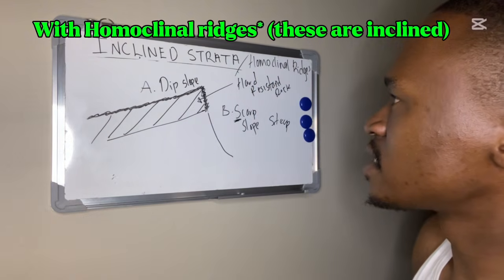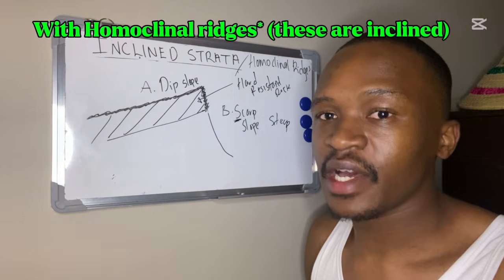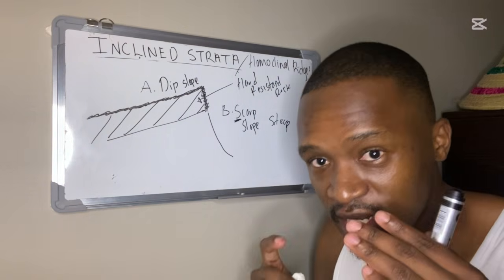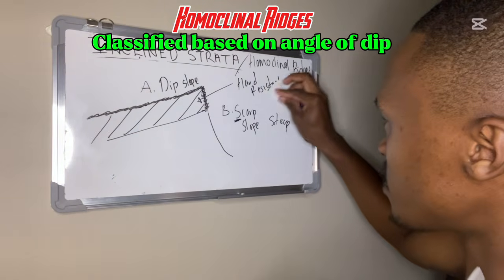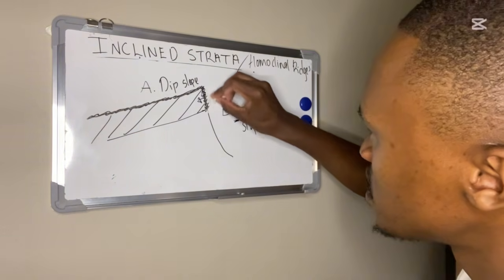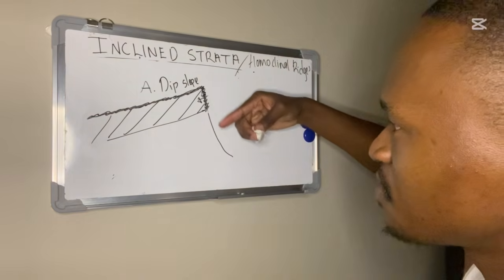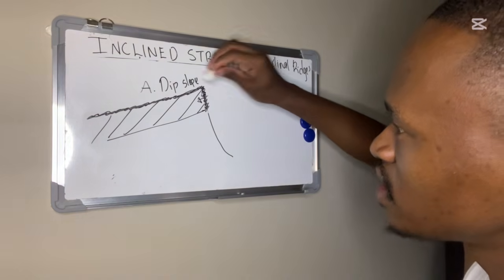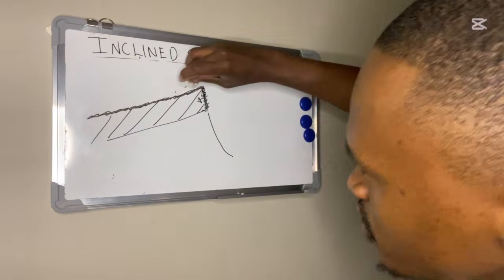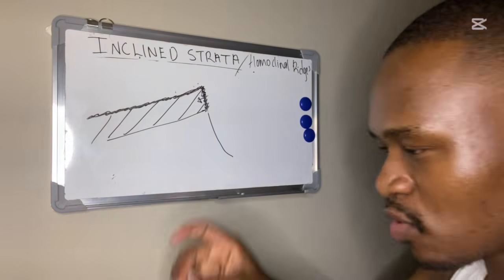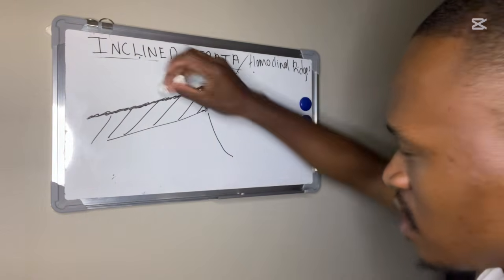Now, inclined strata, they are classified based on the angle in which they dip. Let me explain what I'm talking about, right? Let me just remove some of these things to avoid confusion. We know that this side, the steep slope, is the scarp slope, right? And we know that this gentle one on the top is the dip slope.